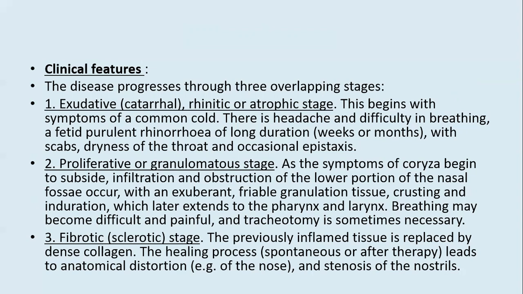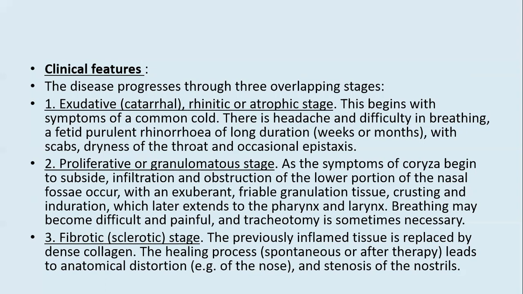There is no other exudative rhinitis like rhinoscleroma, so a prolonged rhinorrhea with fetid purulent discharge should raise suspicion of the disease. The second stage is the proliferative or granulomatous stage. As the symptoms of coryza begin to subside, infiltration and obstruction of the lower portion of the nasal fossa occur with exuberant, friable granulation tissue, crusting and induration that later extends to the pharynx and larynx. Breathing may become difficult and painful, and tracheostomy is sometimes necessary.